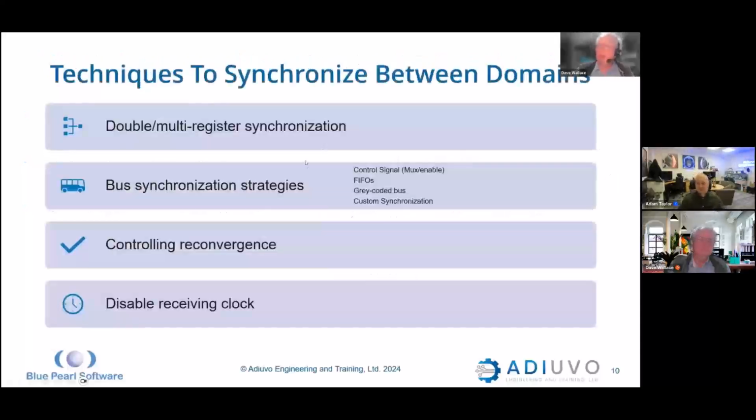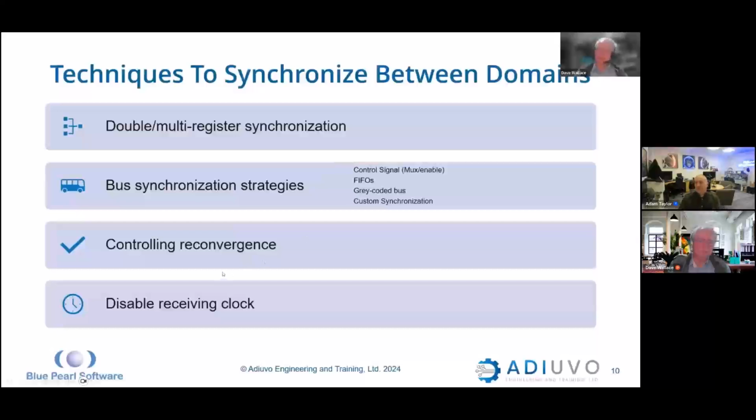So what do we do to synchronize between designs? We have various techniques here, things like double multi-register synchronization, a whole bunch of strategies that we use for synchronizing buses, which are more complex than that, and techniques for controlling reconvergence between signals. But there's another technique which can be used in some cases.